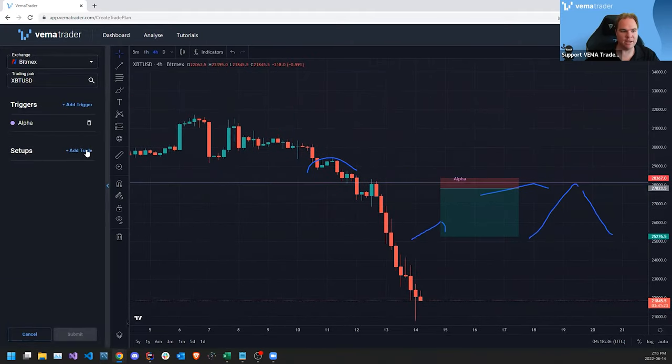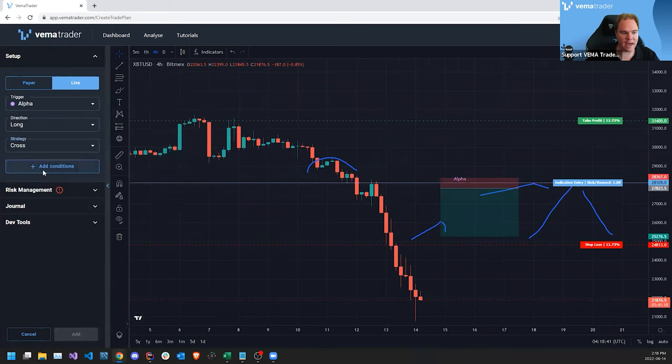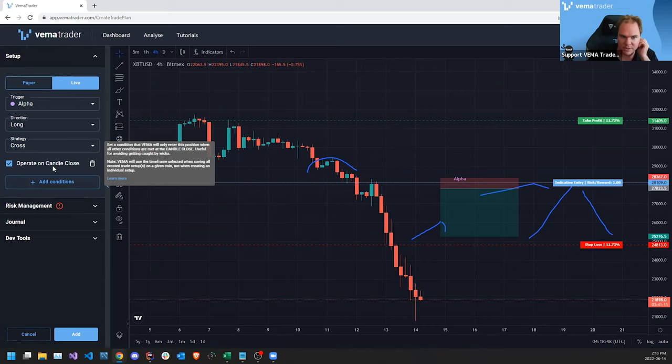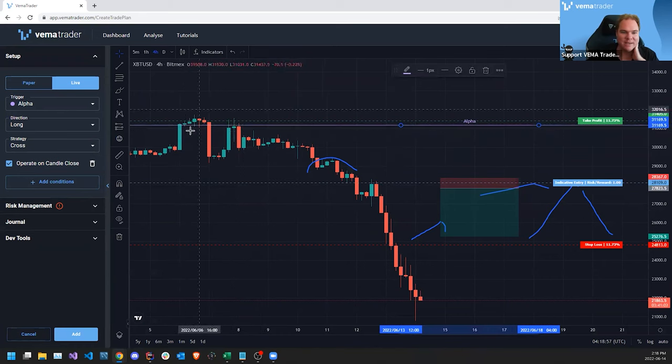If I am using a cross, long and a cross, I am absolutely always going to operate on candle close. Always. I will never use a cross without a candle close because I want to see that it gets on the other side of the line and it goes somewhere. If we look back here, we had an operate on a trade at this point, a long cross. We got wick, loss, wick, loss, wick, loss, crap. So if I'm using a cross, I'm always going to use operate on candle close, always.